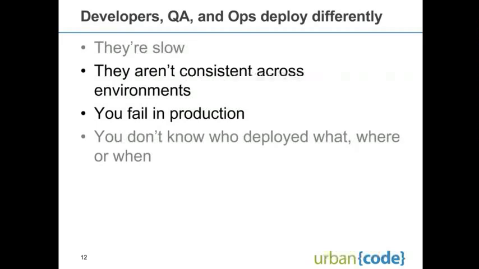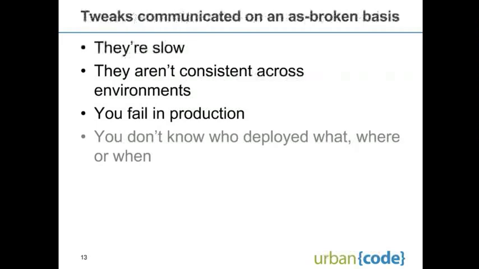Things fail because of that. And because the first time you use the production deployment process is in production, it's prone to failure. It hasn't been tested. And I think the really related thing to this is that next element, that tweaks are communicated on an as-broken basis rather than on an as-changing basis. And Jeffrey, I know you love this one, so I'll let you take over again.